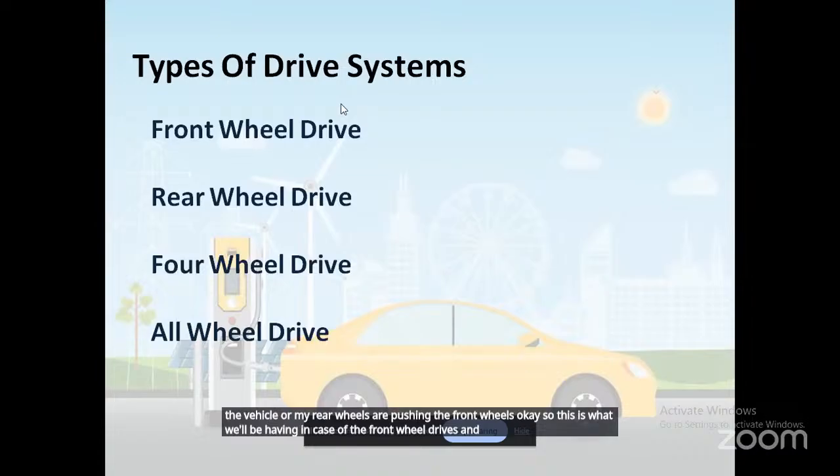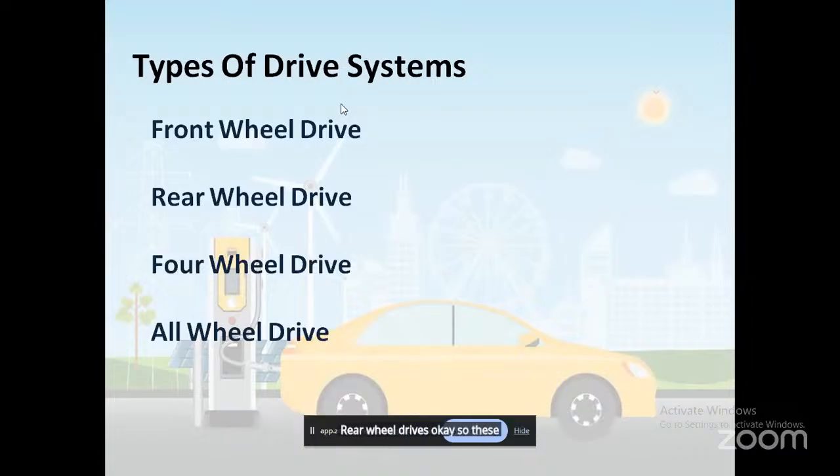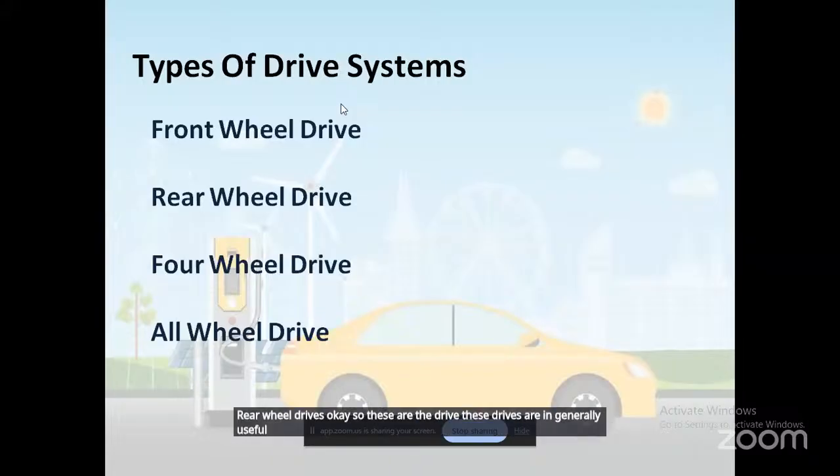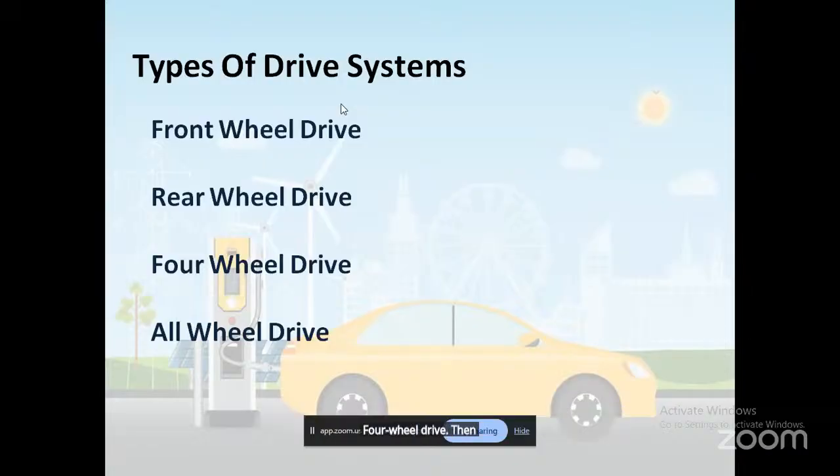So these drives are generally used for delivering power towards the wheels of my vehicle. Which set of wheels needs to be powered is decided by the front wheel drive and the rear wheel drive. Now here I have my four-wheel drive. Then what is the use of four-wheel drive?